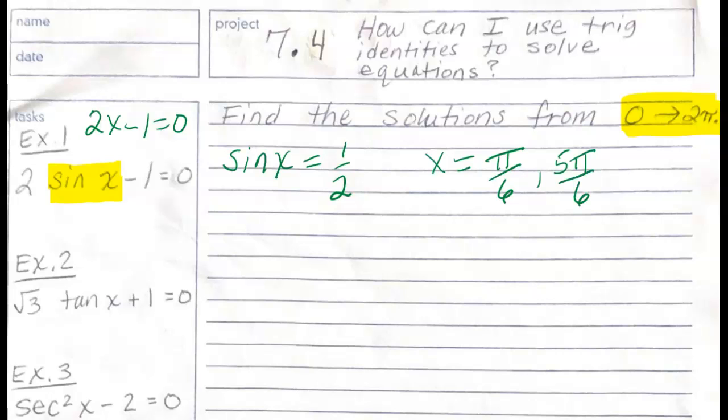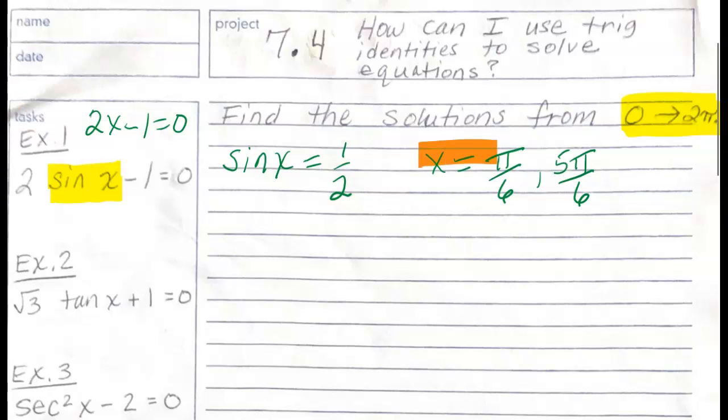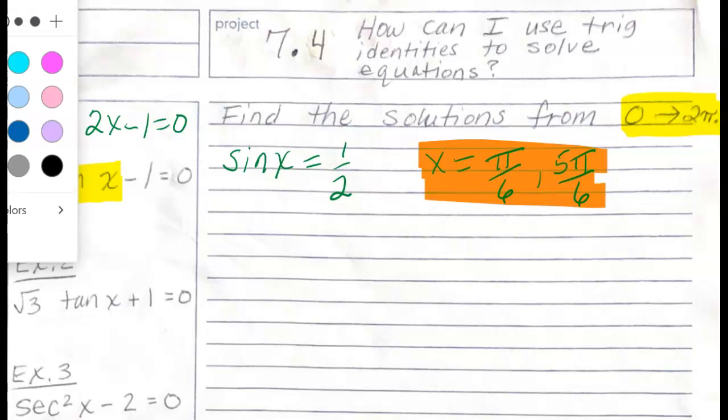Going around, at 7 pi over 6 it equals negative 1/2. We're not looking for negative 1/2, so that won't work. And the same thing at 11 pi over 6. It's at negative 1/2. That will not work. So that's our solution: x equals pi over 6 and 5 pi over 6. Okay, all right, let's go on to the next one.